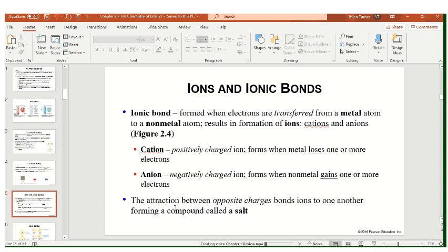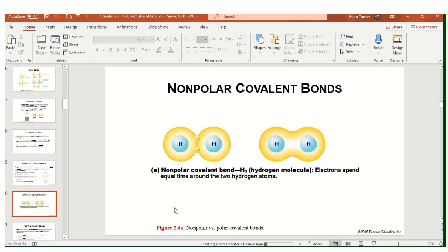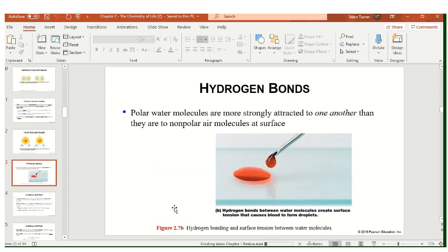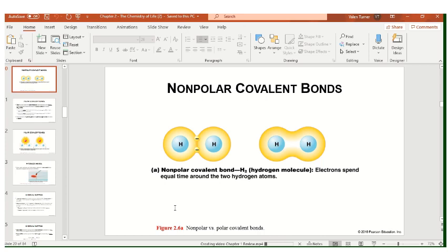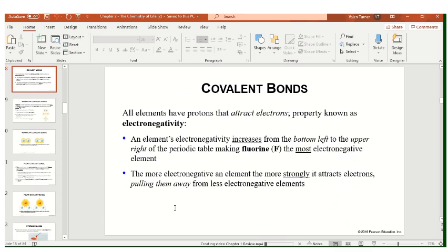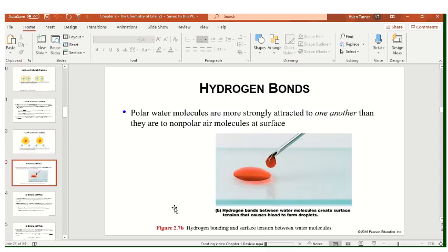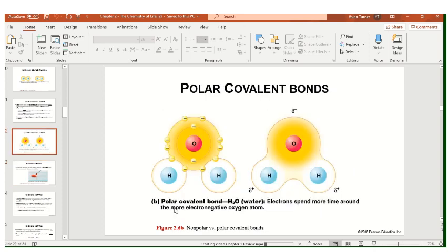All right. Now we're talking about bonds. You have to know your three major bonds. There are ionic bonds, covalent bonds, and hydrogen bonds. Those are your three major bonds. You have to know them in order from weakest to strongest, or backwards, from strongest to weakest. The strongest are your covalent bonds. In the middle in terms of strength are your ionic bonds. And the weakest of all are your hydrogen bonds.